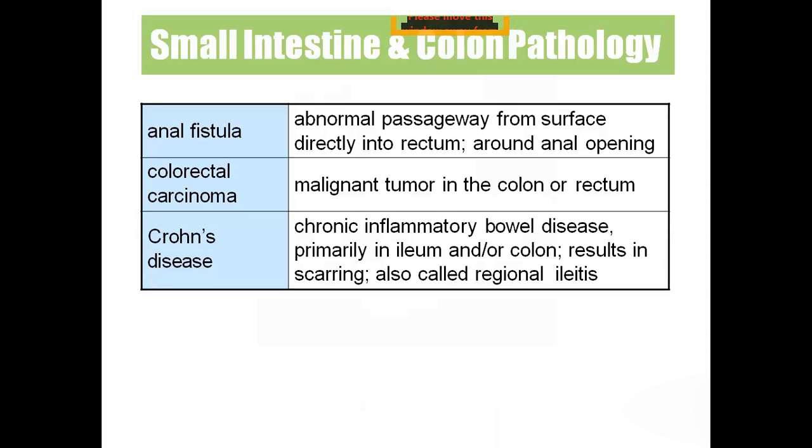Anal fistula. Anal fistula is an abnormal passageway directly into the rectum. So around the anal opening, there is an abnormal passageway from rectum to anus. So this we call it as anal fistula. This also is a serious thing, so they will remove it with surgery.